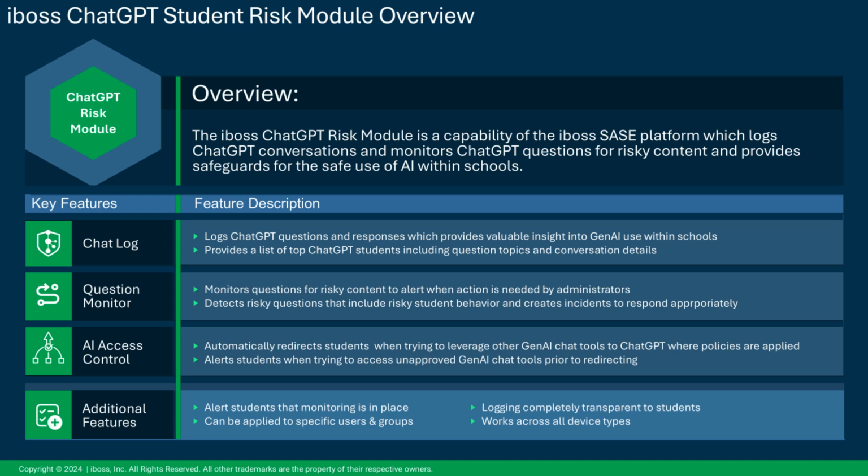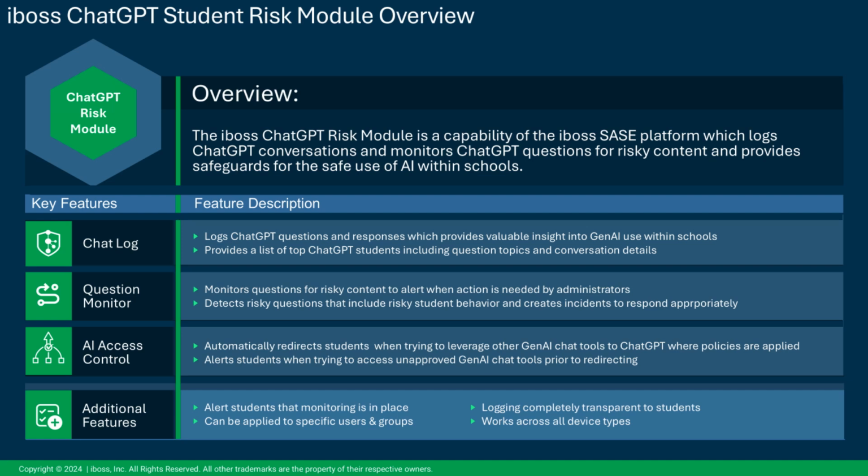This module can automatically create incidents when risky interactions occur so that they can be addressed for effective coaching. In addition, administrators can force students to use ChatGPT, which is monitored by the Risk Module, whenever they attempt to visit other AI chat tools. When students are redirected, administrators can also present a message indicating why the student is being redirected, as well as reinforce the policy within the school for AI chat use.